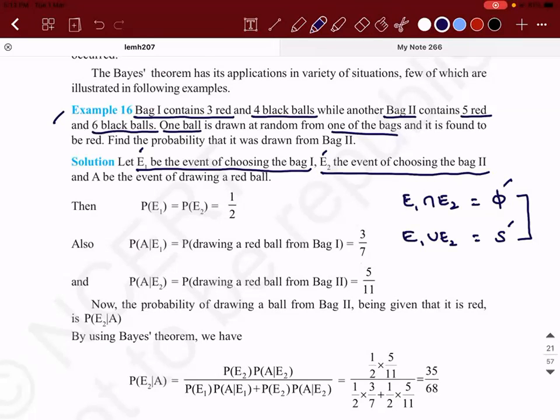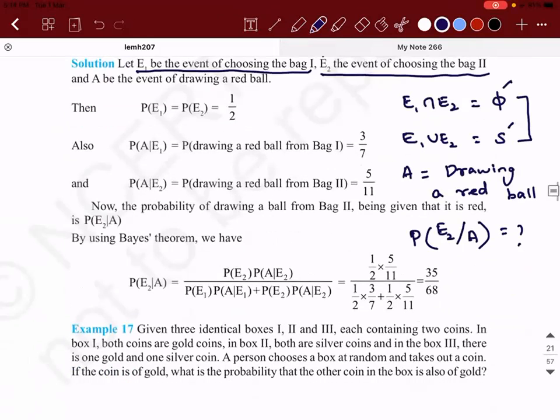Right. Now the task is that one ball is drawn. So I will assign event A as drawing a ball. But is there a condition? One ball is drawn at random from the bag and it is found to be red. So event A is about drawing a red ball. What is the probability that it has come from bag 2? That is, what is the probability that you have chosen bag 2, knowing that the red ball has come from there? That is what the question is.